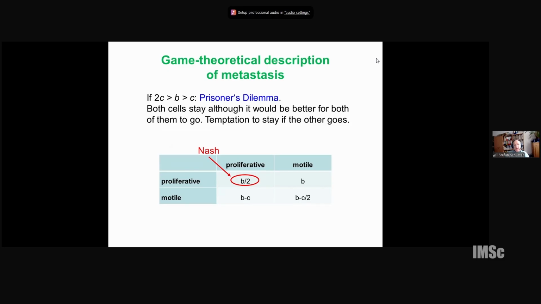And then there is a third game type, namely in the intermediate benefit case. If B is less than 2C but larger than C, then we have the prisoner's dilemma, which is very well known. And this is, of course, a paradoxical situation, because it would be better for both cells to go, but finally they stay, because there is a temptation to stay. If one of them starts going, then the other one will be happy and stay because it has the higher payoff. But then the other one thinks, oh no, then I also stay, because it's still better than to go away.